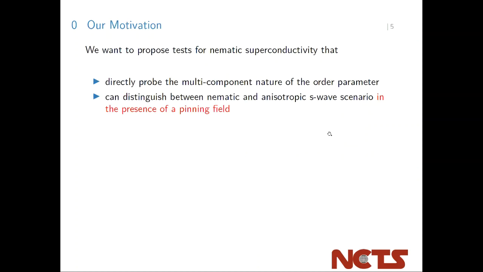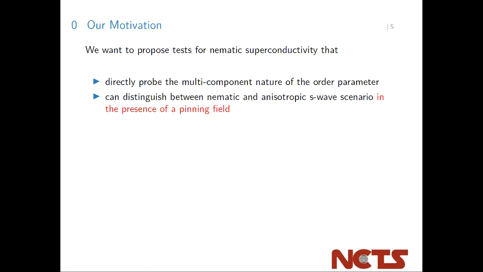So this is our motivation. This is where we come from. You see, at first, you say that there is rotational symmetry breaking at the superconducting transition. Therefore, we need nematic superconductivity to account for that. But then later you come back to me and tell me that there's no rotational symmetry to begin with, much less the breaking of it.